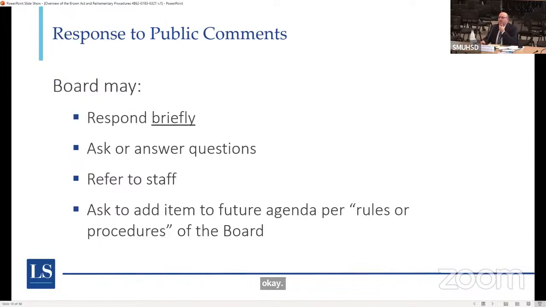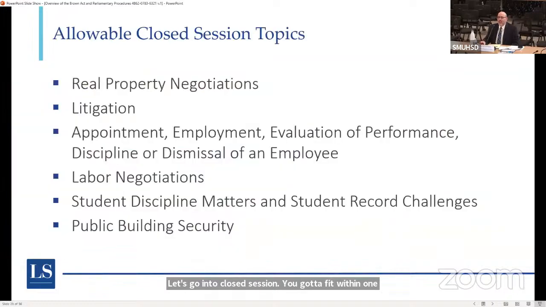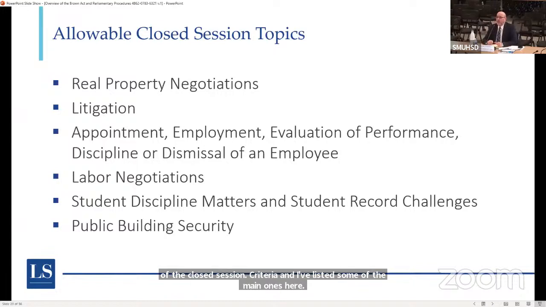We already talked about responding to public comments earlier, so I'm not going to get into that again. Closed session, just to reiterate: everything has to be in open session unless you fall within a statutory exception that allows you to go into closed session. This is another thing people don't understand, because they'll say, oh, this is a sensitive topic, let's go into closed session. You have to fit within one of the closed session criteria. I've listed some of the main ones here, not exhaustive, that we see come up a lot.